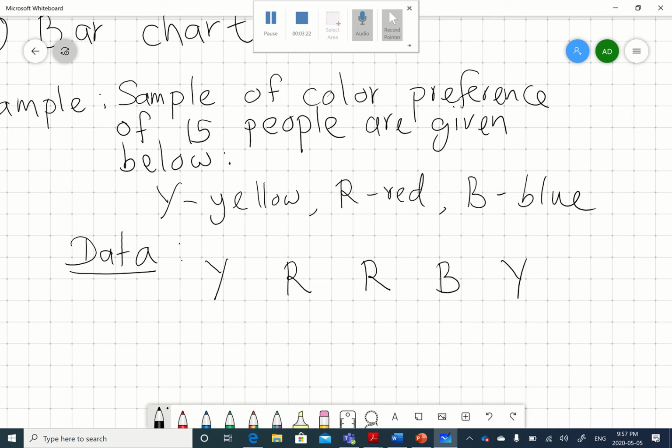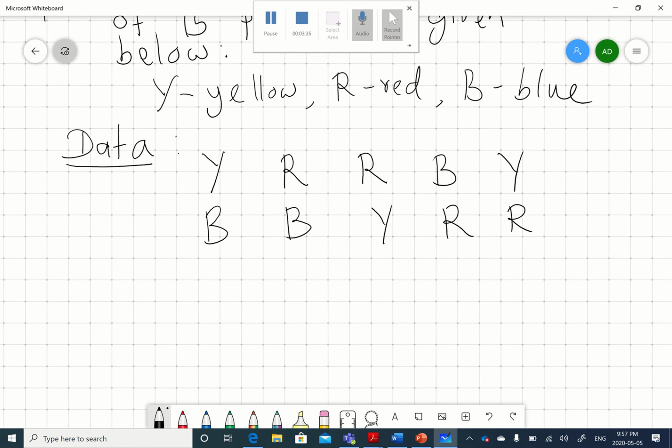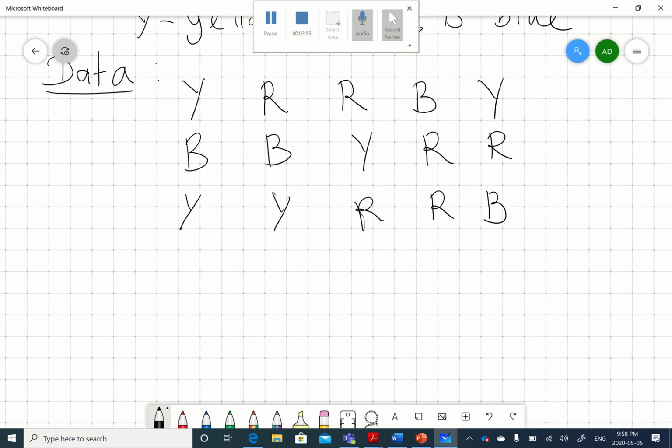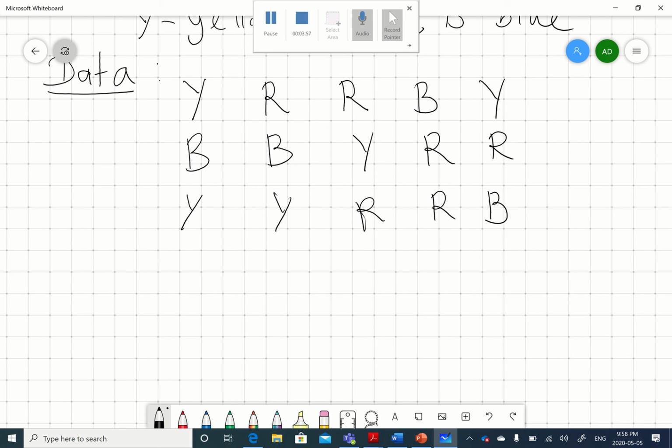These are the responses of the first 5 people, and then the next 5, and then the last 5. Here you go. So we have 15 data in our data set, and they are non-numeric. It's a qualitative data set. So how do I put this into a table?